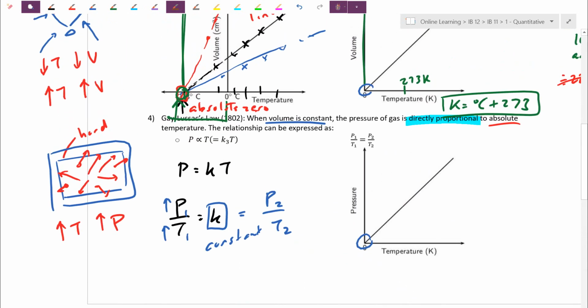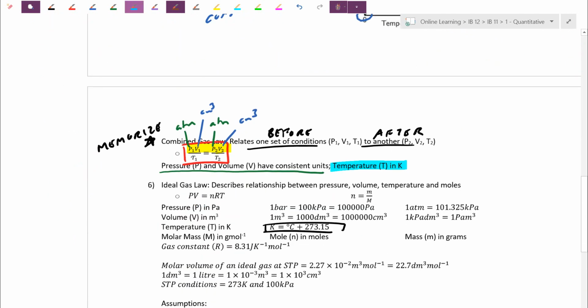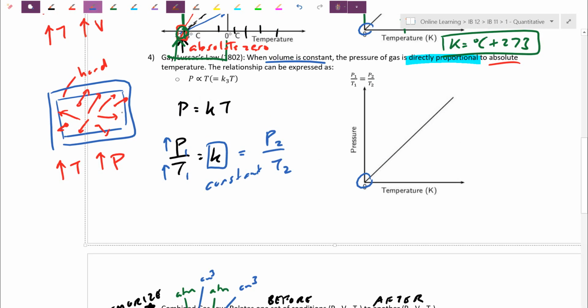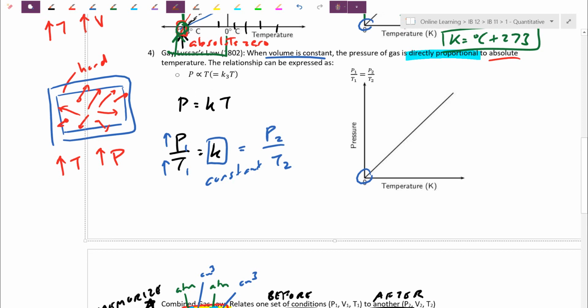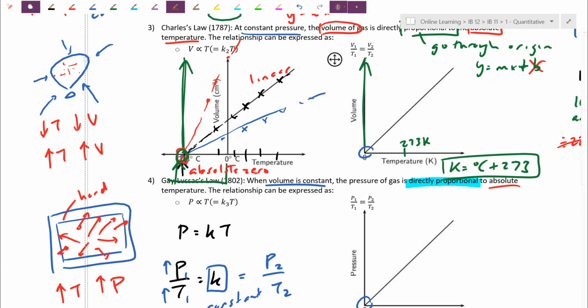I derived for you Gay-Lussac's Law. Gay-Lussac said P over T is equal to P over T. So that's why we have this P over T relationship here. Gay-Lussac's Law would be P over T is equal to P over T. What was he keeping constant? He was having a very rigid walled container. He kept the volume constant. If the V's are the same on both sides, they cancel out. We get Gay-Lussac's Law. With the very same derivation, you can try it out for yourself.